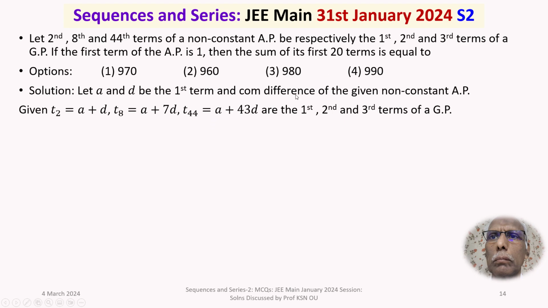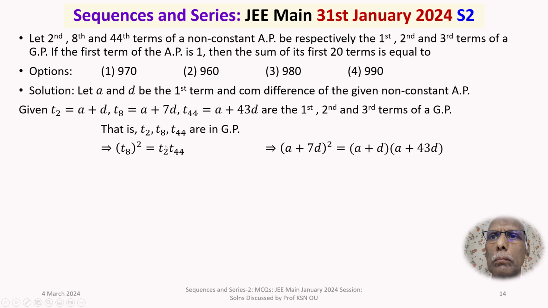It is given that T2, T8, T44 are the first, second and third terms of a GP. That means T2, T8, T44 are in geometric progression. So T8 square is equal to T2 into T44. That is the geometric mean: the square of the geometric mean is equal to the product of the first and the third terms. T8 is A plus 7D, so (A plus 7D) square is equal to (A plus D) into (A plus 43D).